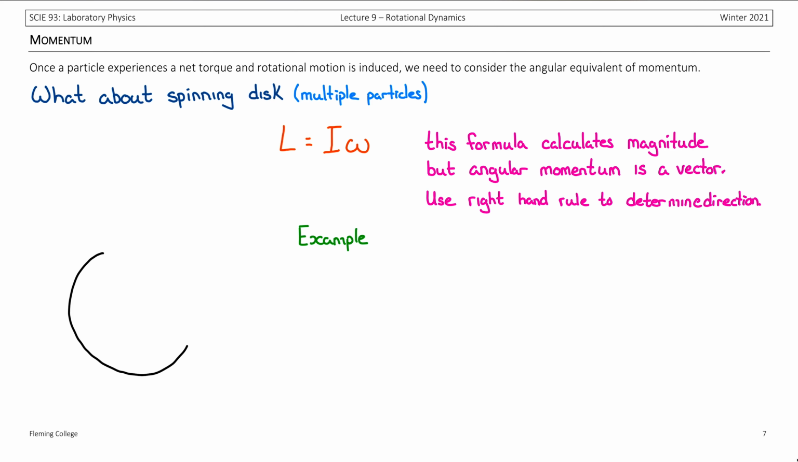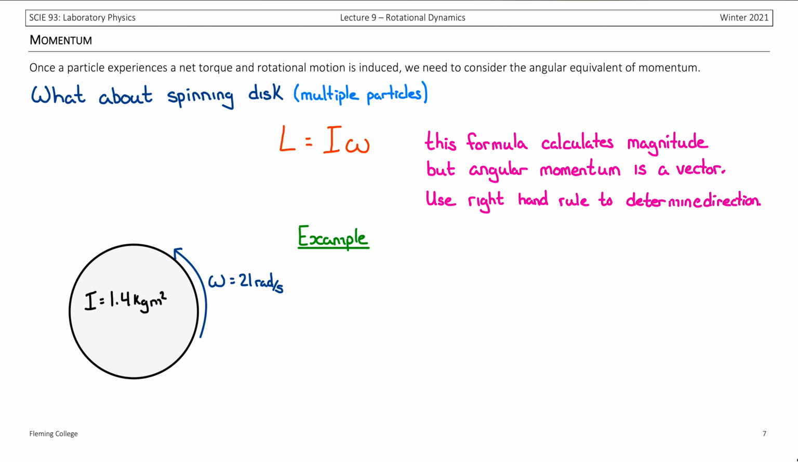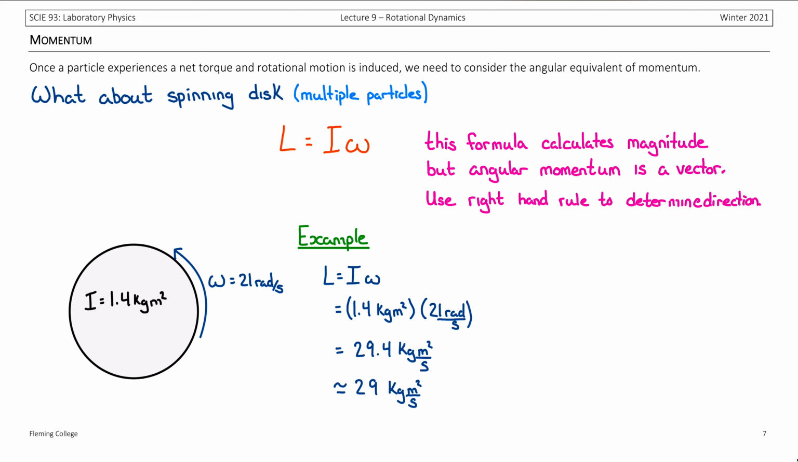Let's look at an example. So if we have a spinning disk with an angular velocity of 21 radians per second and a moment of inertia of 1.4 kilograms meters squared, let's calculate the angular momentum. Using our formula, L is equal to I omega, and substituting our values, we can see that we get 29.4 kilograms meters squared per second, which is approximately 29 kilogram meters squared per second. Applying right-hand rule, we would curl our fingers around the disk and our thumb points out of the page. This would correspond to a positive angular momentum.